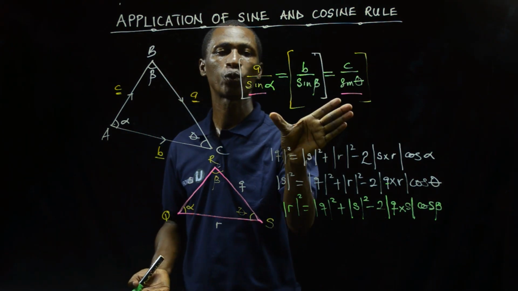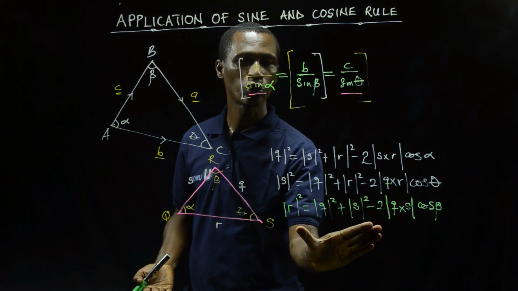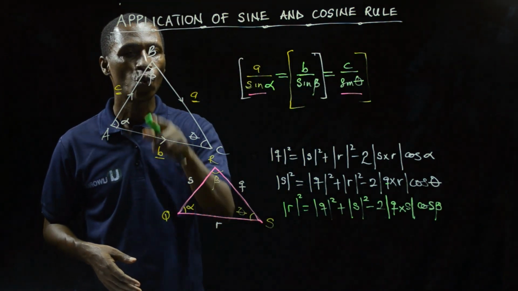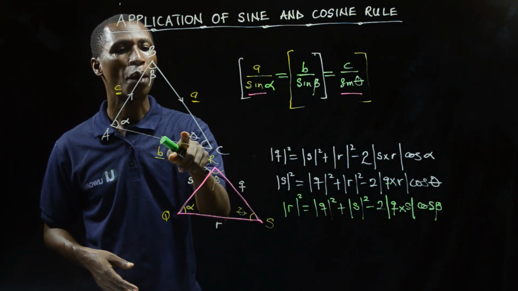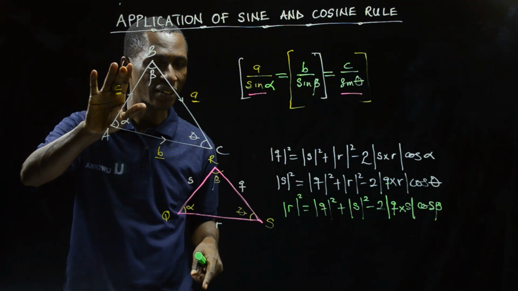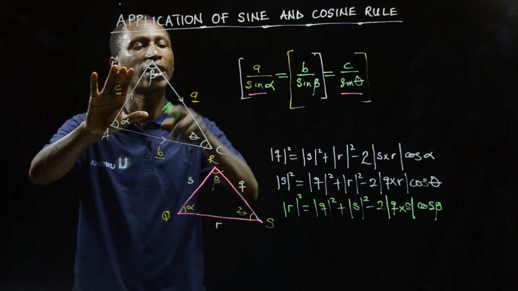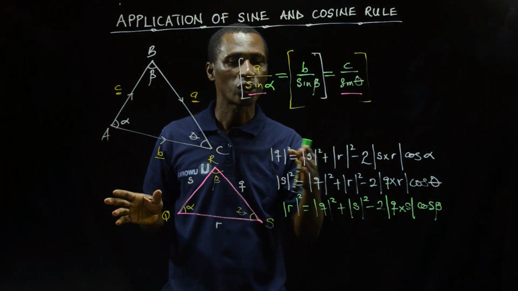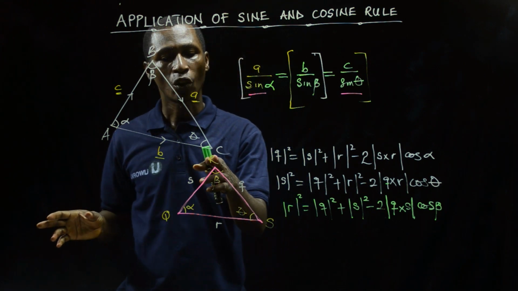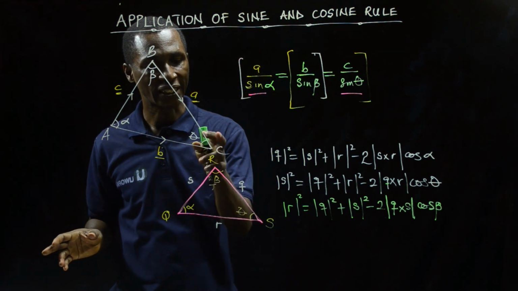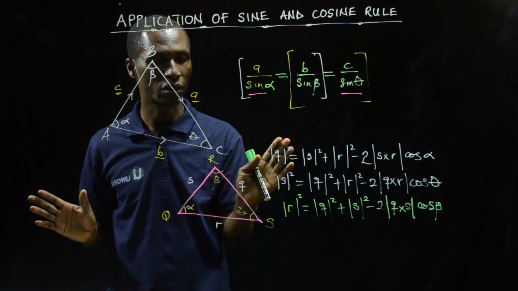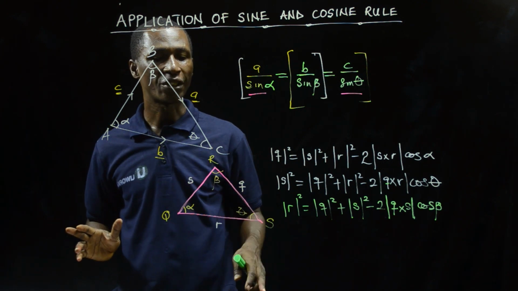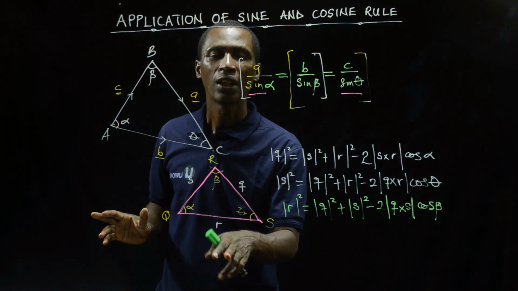So when are you supposed to use this formula and when are you supposed to use that formula? Good. Now basically, if you have been given two internal angles and one external side, and you are supposed to get another external side, the sine rule is perfect. But when it comes to the cosine rule, whether you have been given all the sides, that means all the lengths with no internal angle given, the cosine rule can be used.